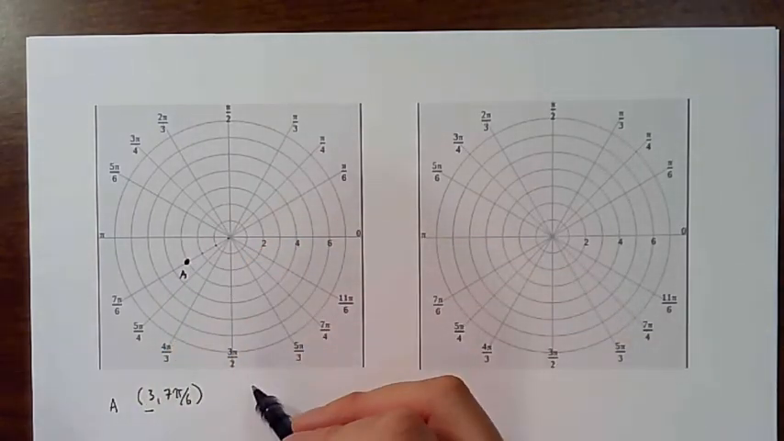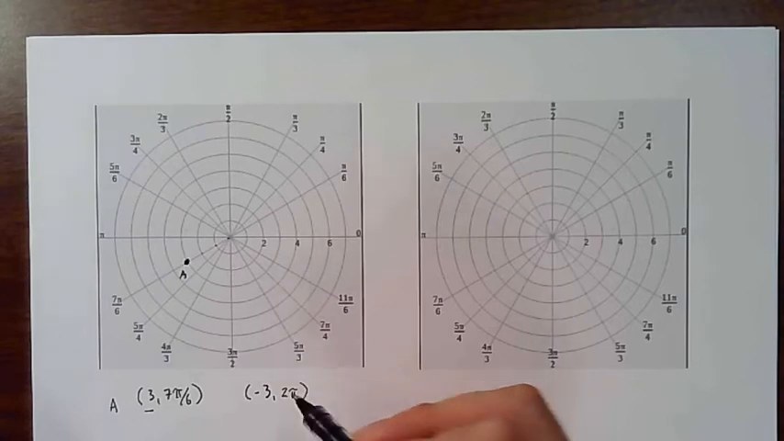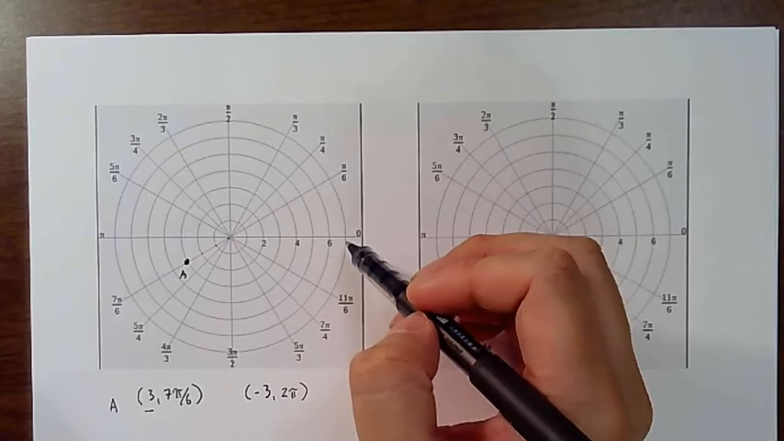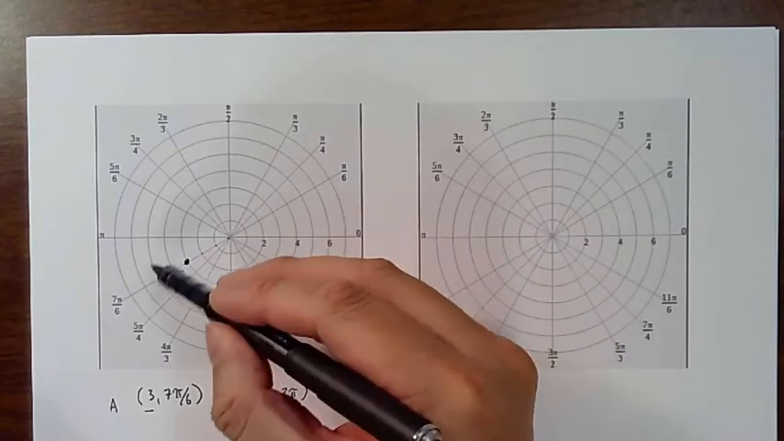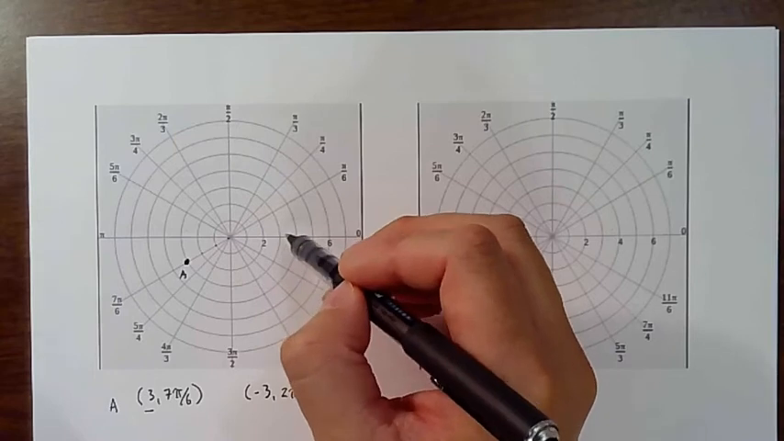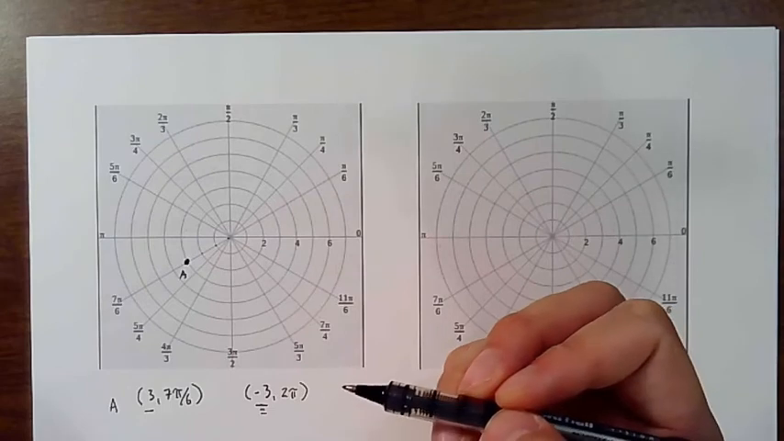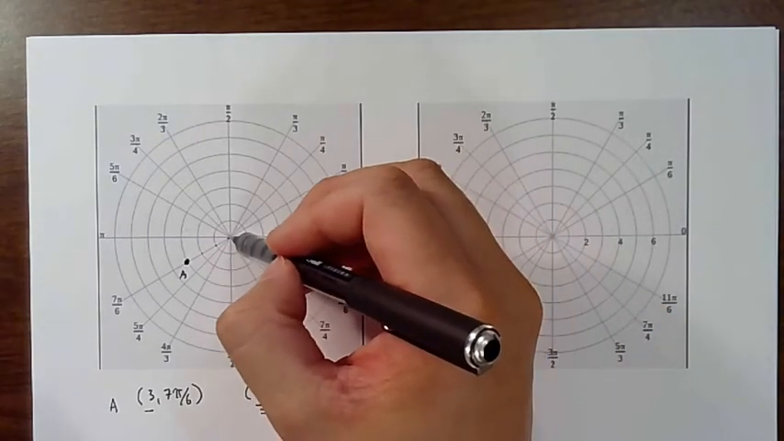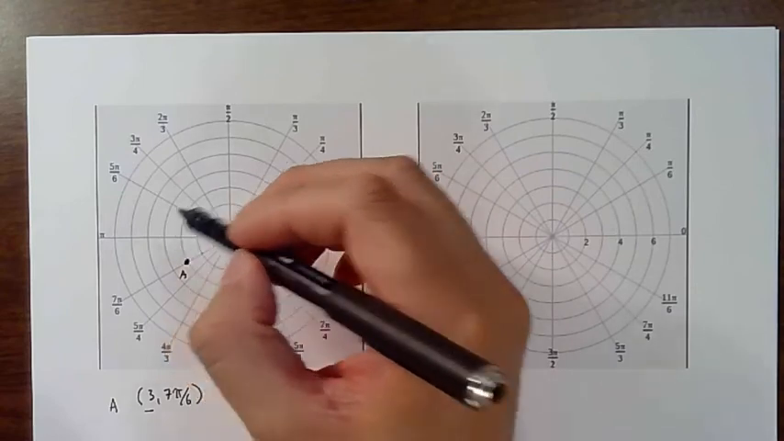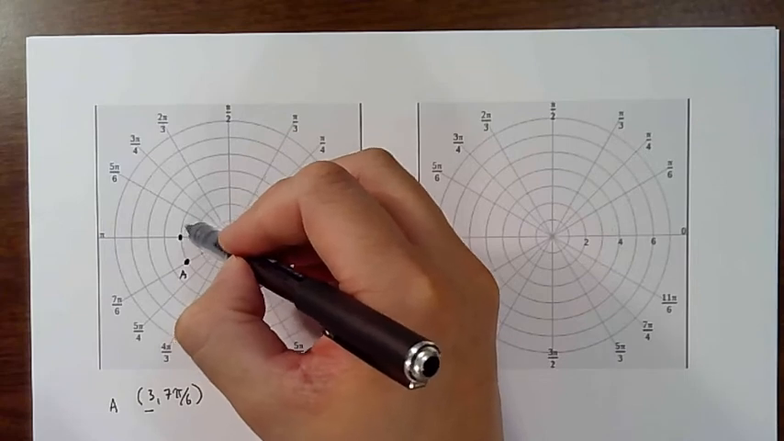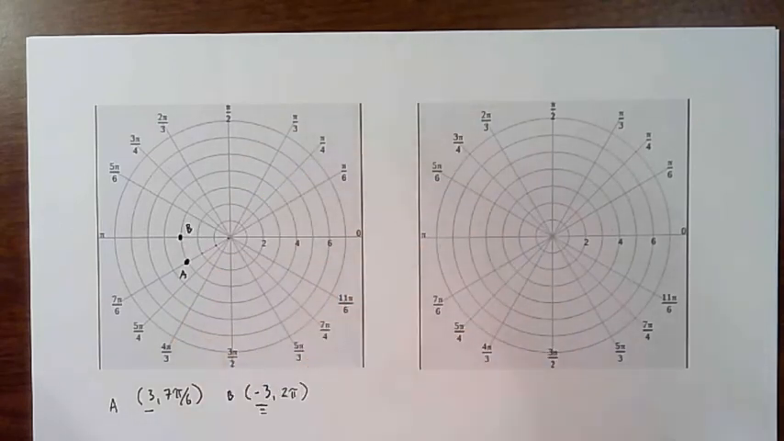All right, let's plot another one with a negative radius. Okay, so 2 pi actually isn't marked here, but we know that 2 pi and 0 are the same way, so we would sweep all the way back out to here. Now you see that we would be pointing in this direction, but because our r is negative, we go the other way. So instead of pointing 3 this way, we point 3 this way: 1, 2, 3. And this is point B.